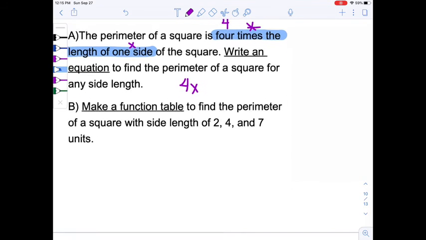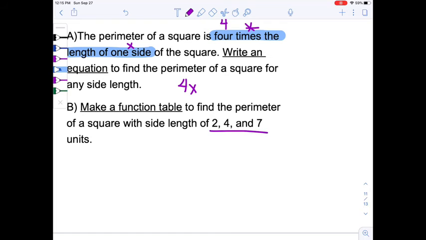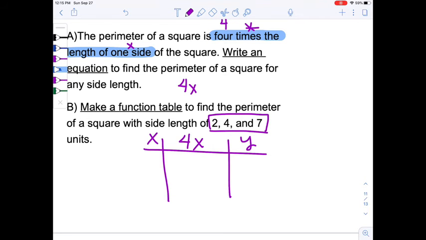Then it says to make a function table to find the perimeter of a square with side length of 2, 4, and 7. So I'm going to make my 3 columns here, my input, my rule, and my output. I know my input is going to be this 2, 4, and 7, so I'm going to plug those in for x here. And then I'm going to substitute those numbers into x in my rule and solve for y. So 4 times 2, which is 8. So when one length is 2, my perimeter is 8.